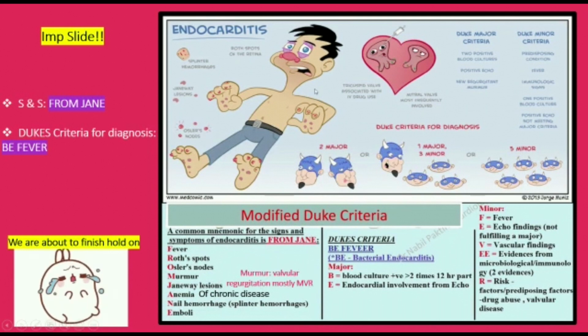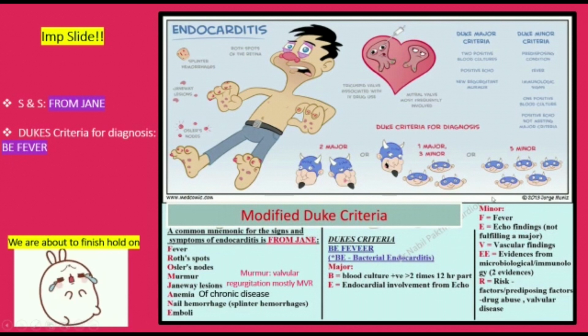Then going to the criteria to diagnose infective endocarditis. The patient should have 2 major criteria, or 1 major criterion and 3 minor criteria, or he should have all 5 minor criteria. The Duke major criteria include B, blood culture that is positive 2 times, 12 hours apart, and E for endocardial involvement that is characteristic for endocarditis seen in the echo.